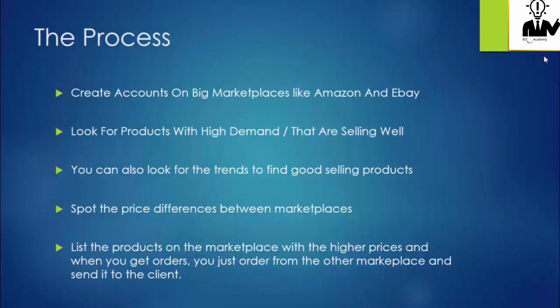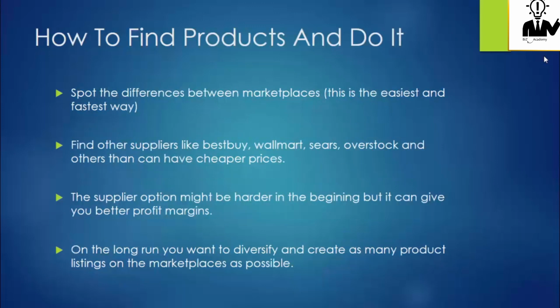The next thing is to spot the price differences between marketplaces. That's how you choose the products. We recommend at least a 45% price difference, which would be your profit margin, because you might have other costs you might not be aware of at the moment, like transportation. Then list the products on the marketplace with the higher prices, and when you get orders, you just order from the other marketplace and send it directly to the client, so the product doesn't even go through your hands. You just send it directly to the client, and that is that.